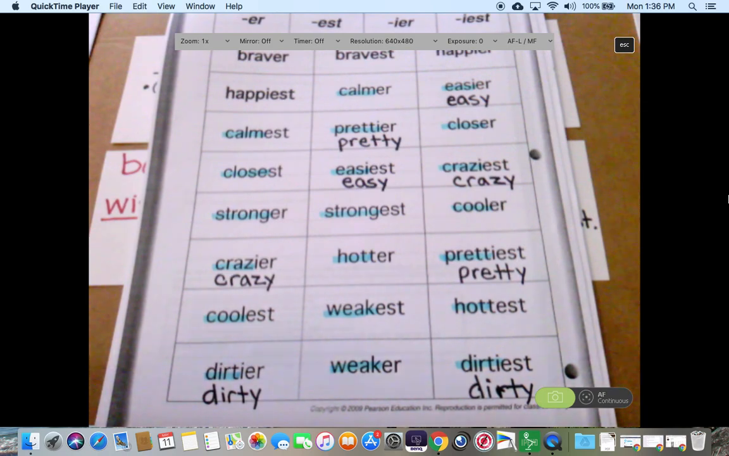So we can think of other words that we know that end in Y to help us remember these patterns. And let's just take a look to see, were you correct in figuring out what your base word is?